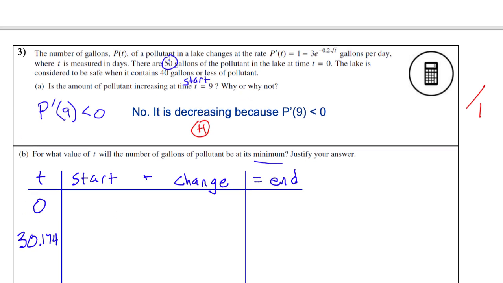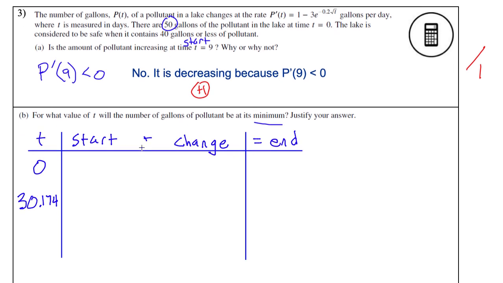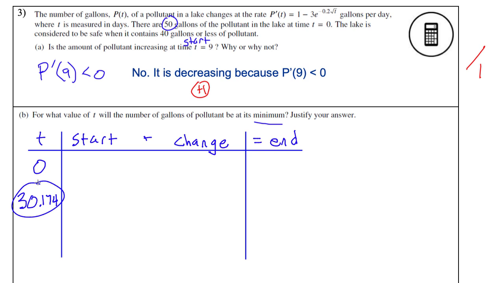So we know that the start value was 50. By the way, we're done with our t values. We have all of our critical values, our CVs, relative extremas, where it crosses the axis. Those are the values that we care about. We don't have to do end values, so we're done.